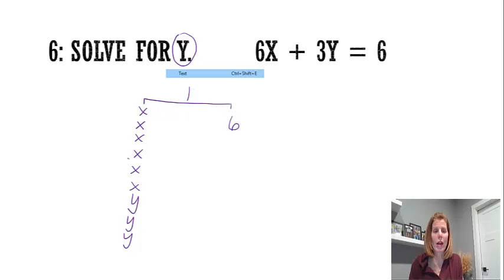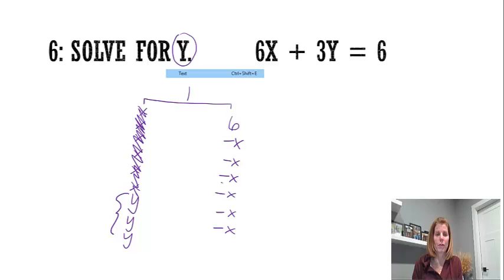Okay, remember we are isolating the y's, so I want to get the y's by themselves. So I do not want these 6 x's. So I'm going to take away 6 x's on the left, which means I also need to take away 6 x's on the right. Okay, so from here, if I look at what I have left, on the left side I have 3 y's, and then on the right side I have the 6, and then I have minus 6 x's.